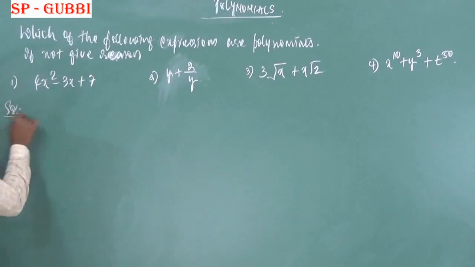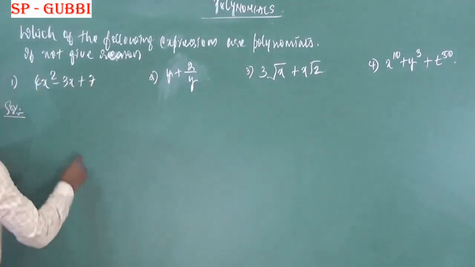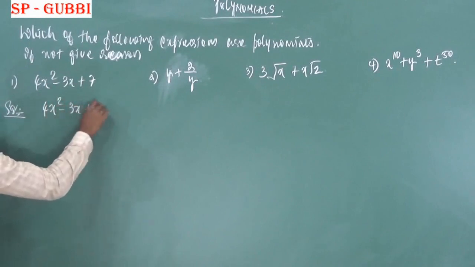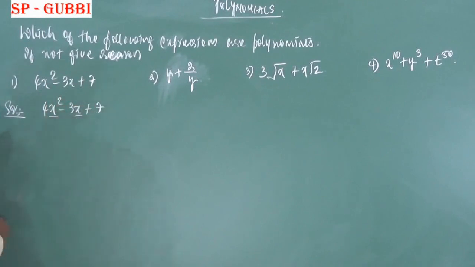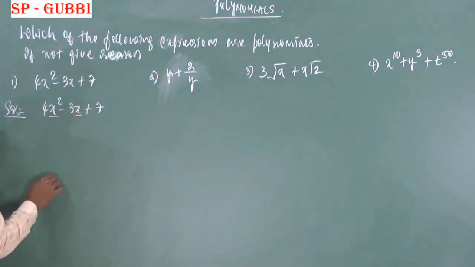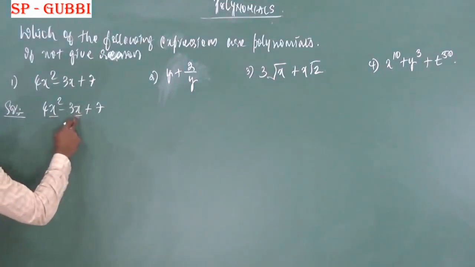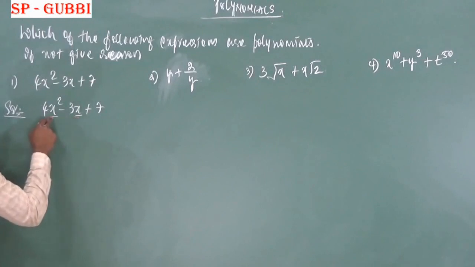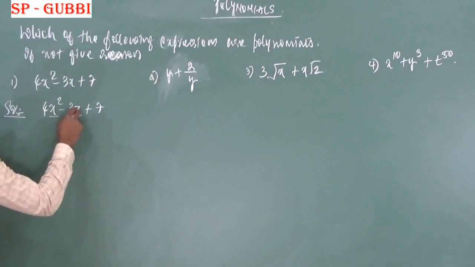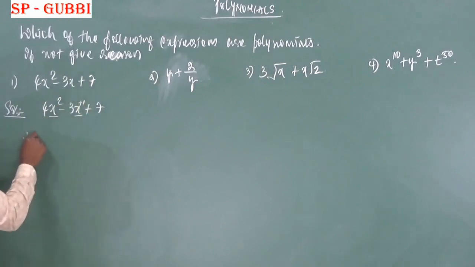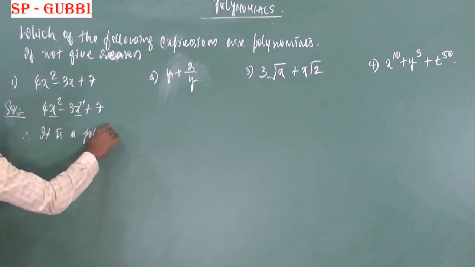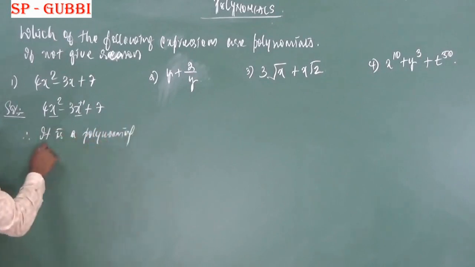4x square minus 3x plus 7. Here we can observe that in this expression we have the same variable everywhere. We don't have x here and y there. The exponent of x is plus 2 here, and the exponent of x is plus 1 here. So therefore it is a polynomial in x.